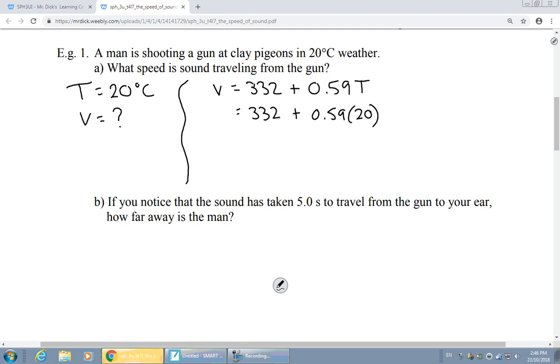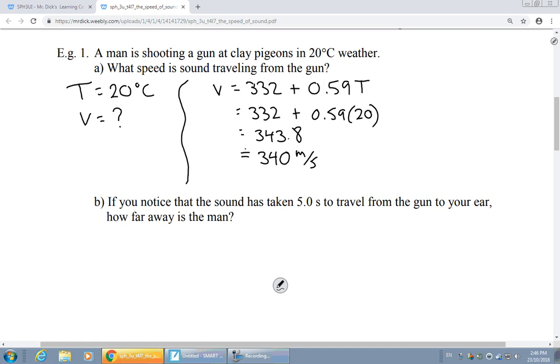When we multiply those numbers and then add them with 332, we get 343.8, or approximately to 2 sig digs, I could say it's about 340 meters per second. And so again, if the temperature of the air was just 0 degrees, we know the sound wave would be traveling at 332. But because it's a hotter day than that, that hotter air allows the wave's energy to be transferred from one particle to the other a little bit quicker. And so the actual wave itself travels a little bit quicker, and in this case, a little over 340 meters per second.